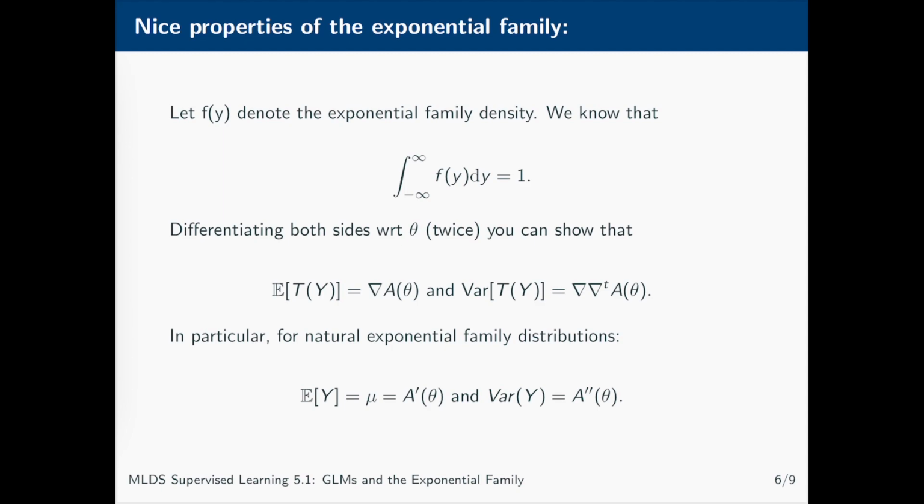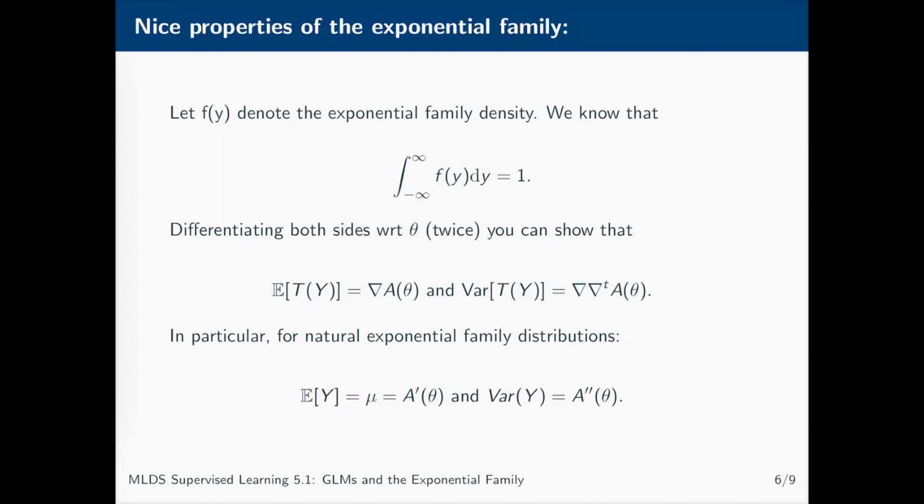and if we substitute in our expression for the exponential family density, and then differentiate both sides with respect to the parameter vector theta twice, then we can show the following results. That the expectation of our summary statistic t is given by the gradient of the function a, and the variance of our summary statistic t is given by the Hessian of the function a.